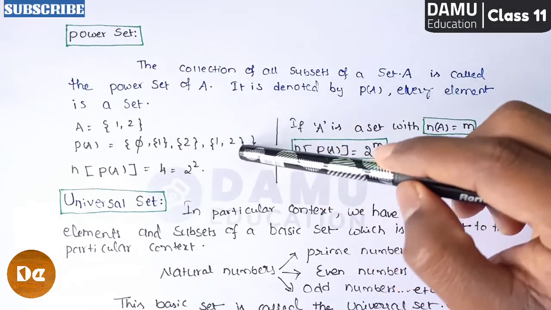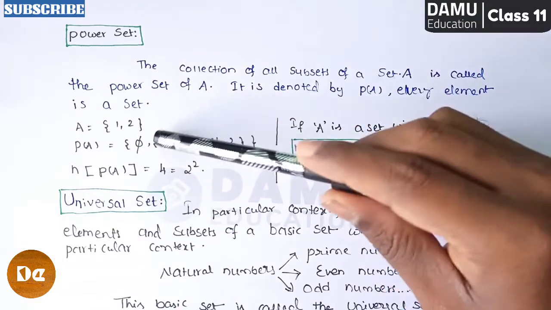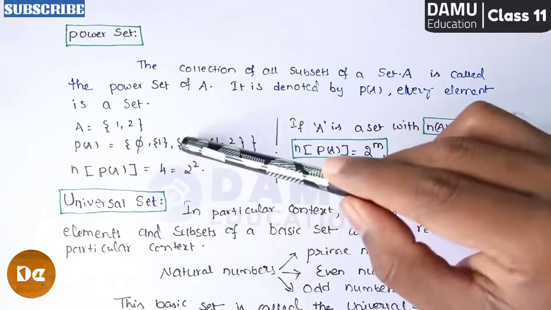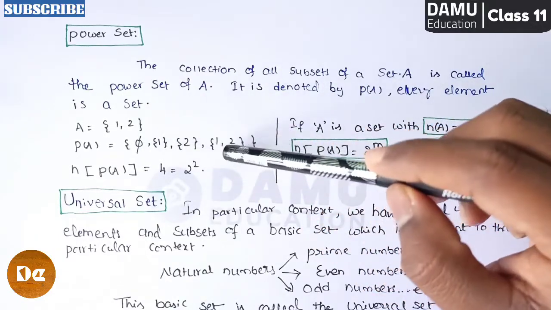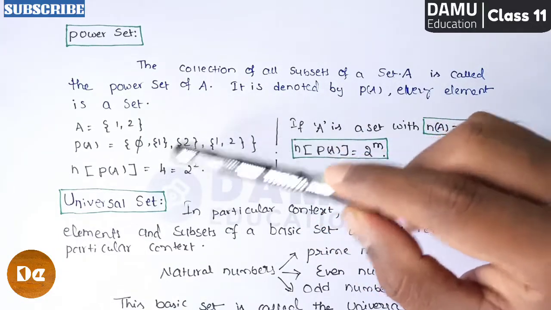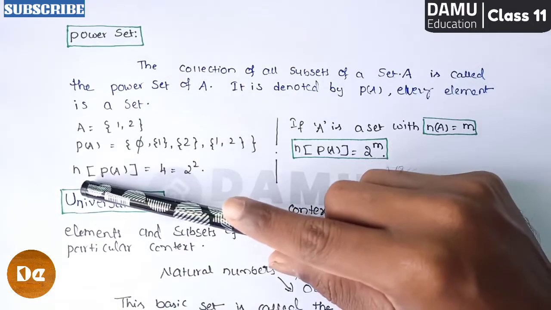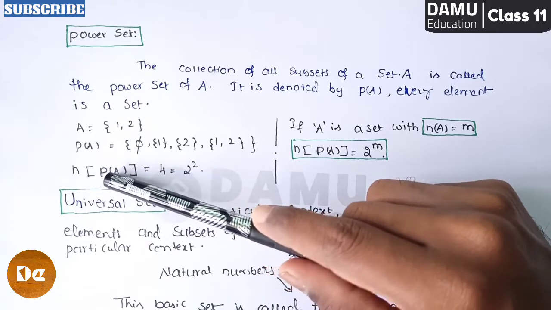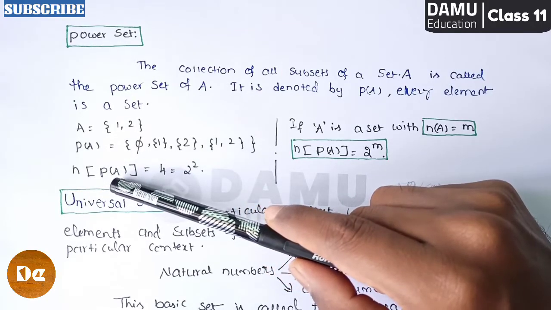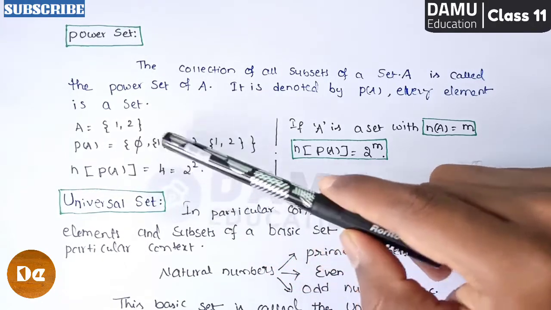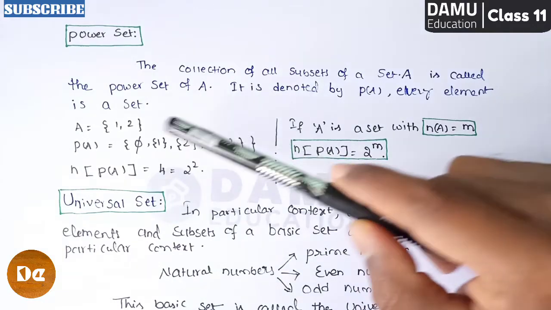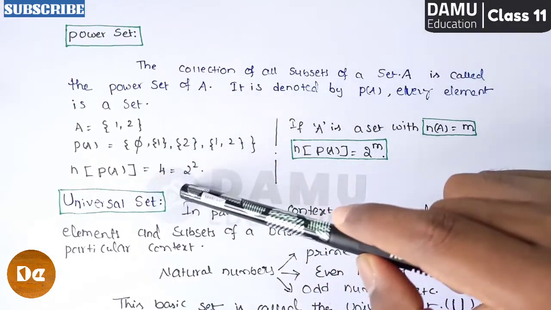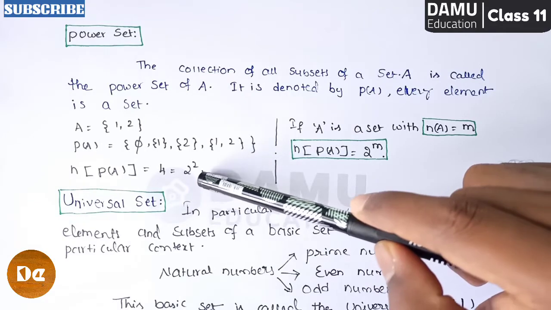So here, how many elements are there? For this you can count easily: 1, 2, 3, 4. There are 4 subsets in the power set. So we can write n of P of A, where n of means the number of elements present in the power set. Every element here is a set. So how many are there? 4. So 4 you can write as 2 power 2, 2 squared.